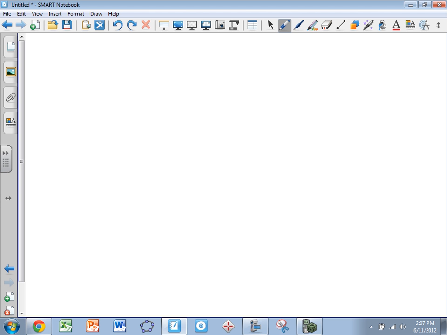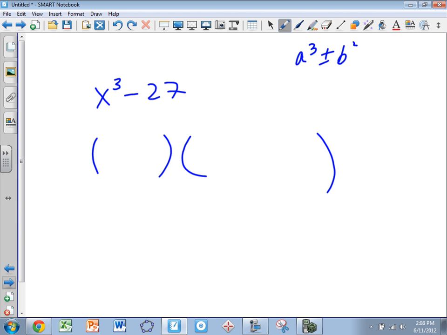Remember we did difference and sum of cubes where we had x cubed minus 27 like that, and you had to use the formula to factor this? Anybody remember this or not? Let me put it out. We had something like this, and then we wrote that whole formula where we can factor it.